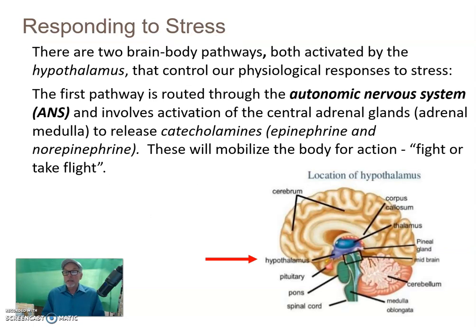So there are two brain-body pathways in responding to stress, both activated by the hypothalamus, and they control our physiological responses to stress. The first pathway is routed through the autonomic nervous system and involves the activation of the central adrenal glands in a part of the adrenal gland called the adrenal medulla. And it releases catecholamines, epinephrine and norepinephrine, adrenaline-like substances. These substances mobilize the body for action, fight or flight.